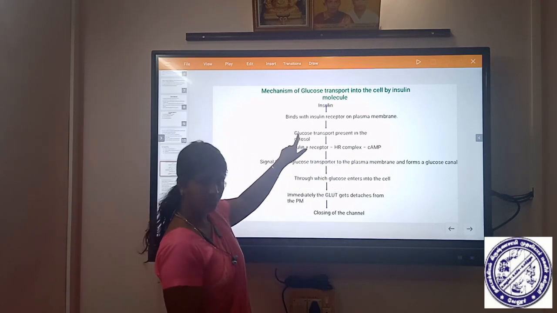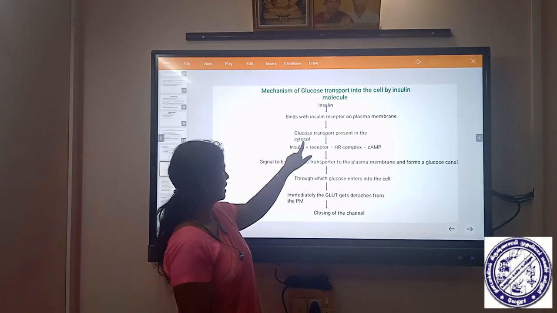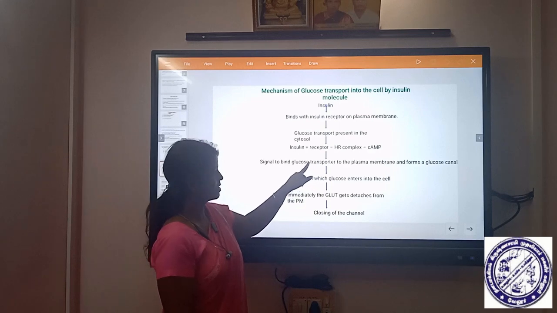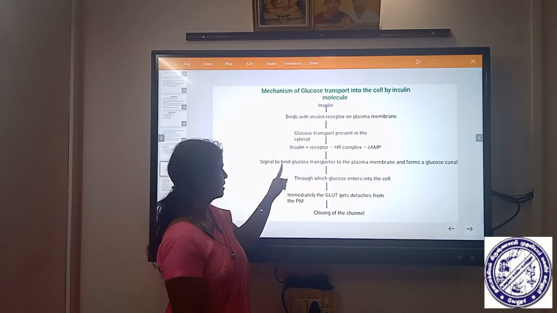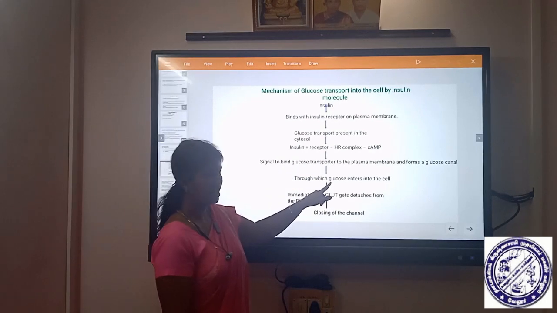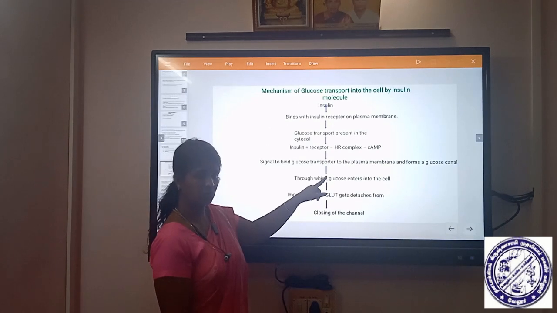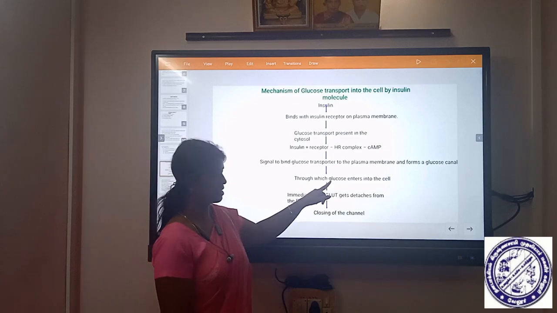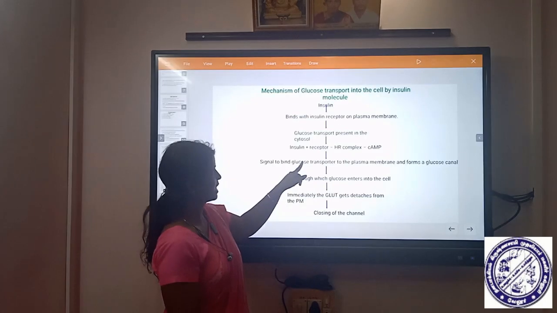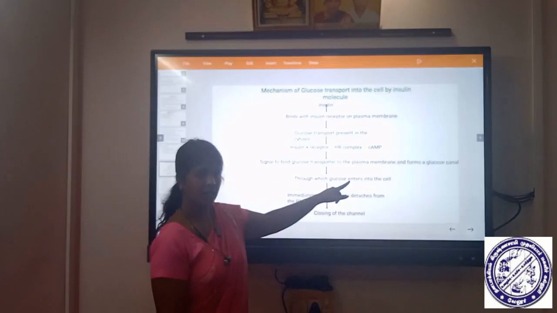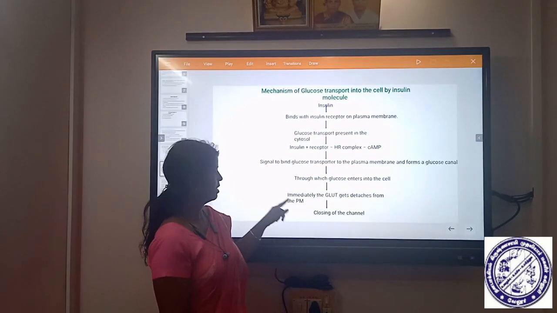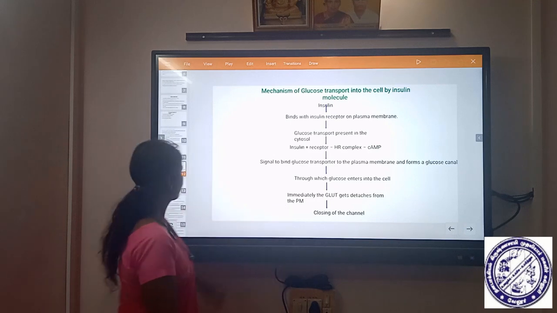After that, the glucose transporter which is present inside the cytosol goes and binds to the plasma membrane, and it faces the outside of the cell and binds with the glucose molecule. After the binding, it shows some conformation changes, conformation change 1 and conformation change 2. After that, the glucose transporter faces into the cytosol of the cell and delivers the glucose molecule into the cytosol.